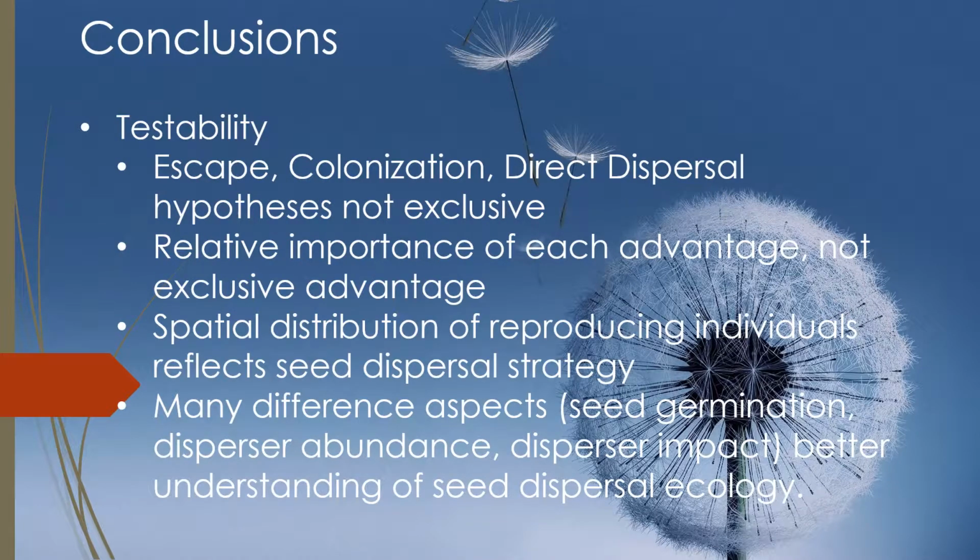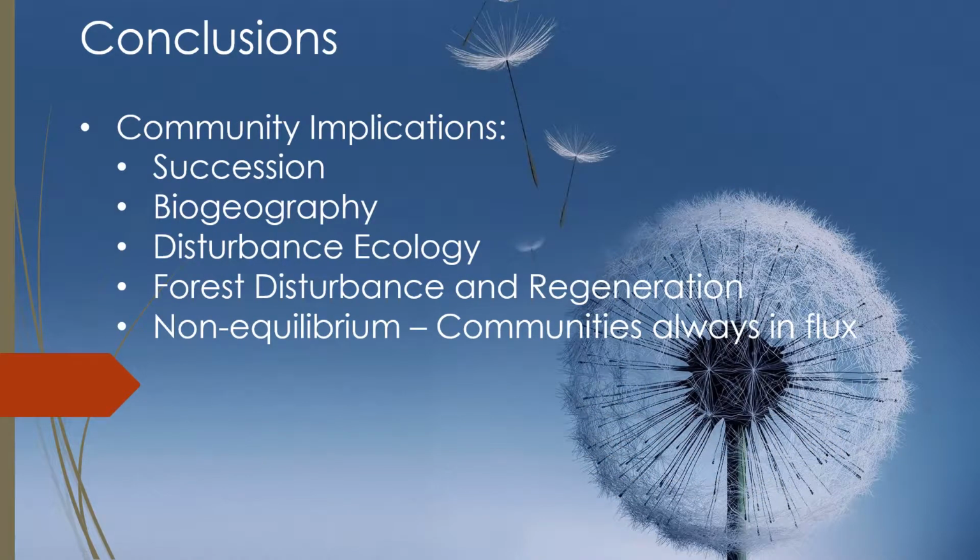The paper wraps up talking about how these different hypotheses are not necessarily exclusive, but there could be a multitude of different factors that affect seed dispersal ecology, which is going to make it difficult to test in the future. And then again, they wanted to emphasize that the spatial distribution that you're seeing of those individuals more often reflects the seed dispersal strategy. Seed dispersal factors into a lot of the different concepts and theories that we look at in disturbance ecology, and so we'll be talking a little bit about that this week in the discussion.